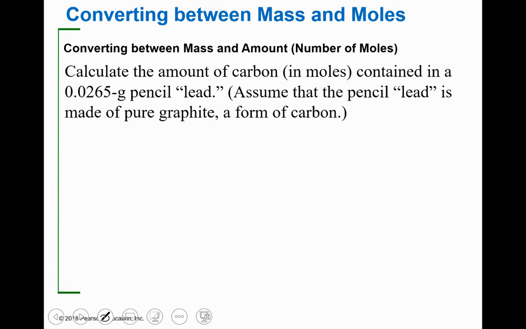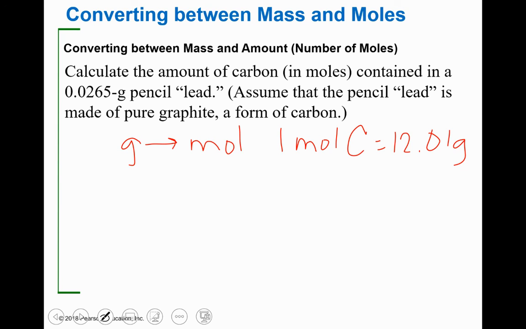All right, so it's not always 3 steps. Sometimes it's simpler. Here it says calculate the amount of carbon in moles. So I want to know the moles of carbon contained in a 0.0265 gram pencil, which we're assuming is all carbon. So we're going to go from grams to moles. So going from grams to moles, it's 1 step. This is simply using the molar mass of carbon. And we've just looked that up. 1 mole of carbon is 12.01 grams.